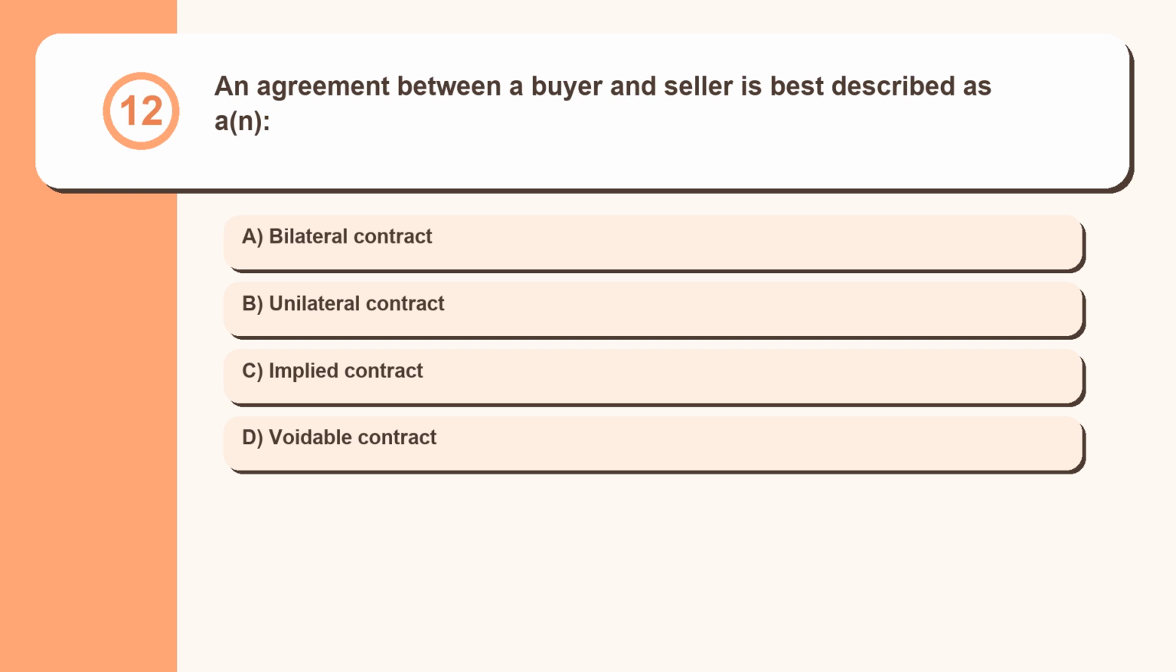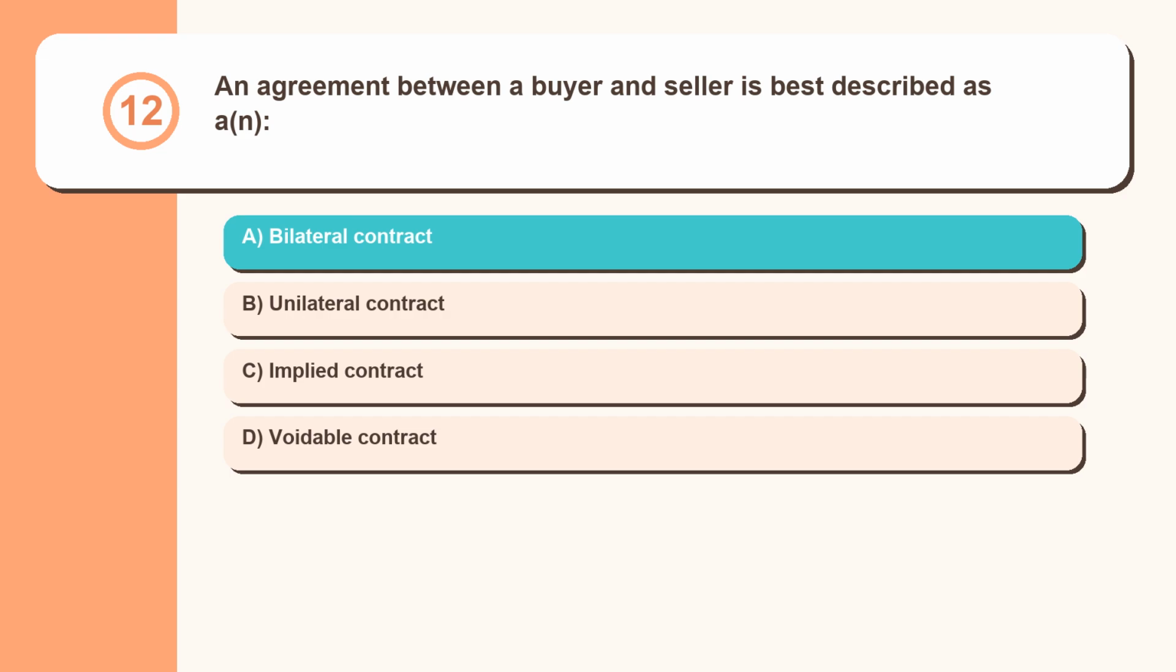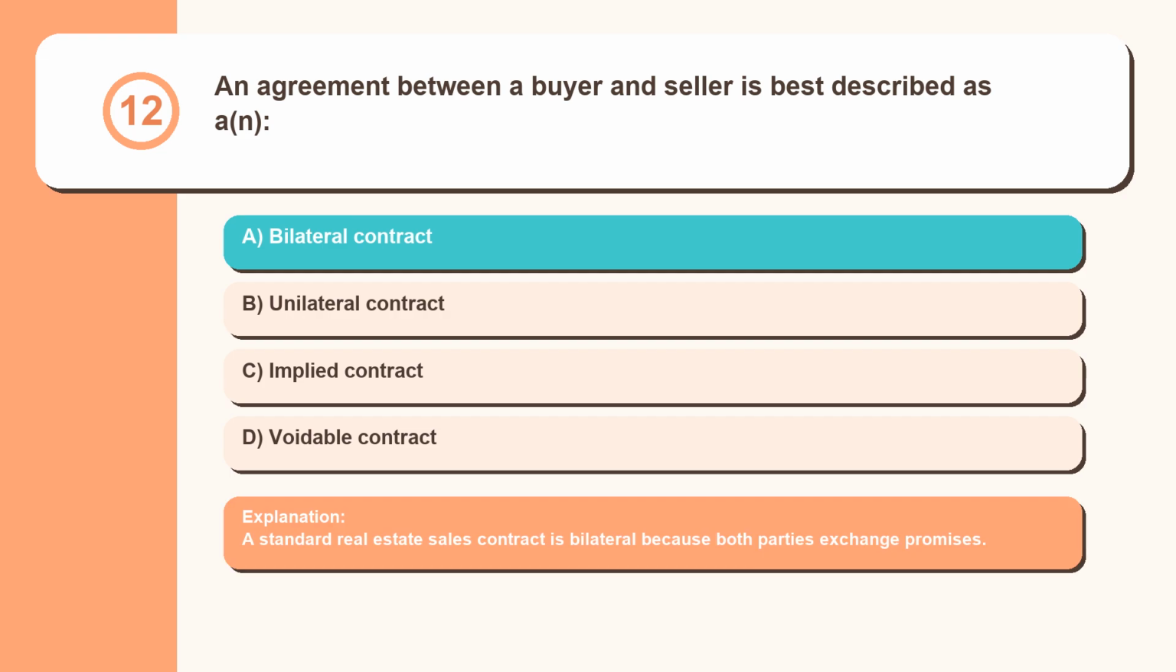Question 12. An agreement between a buyer and seller is best described as a bilateral contract, unilateral contract, implied contract, voidable contract. A standard real estate sales contract is bilateral because both parties exchange promises.